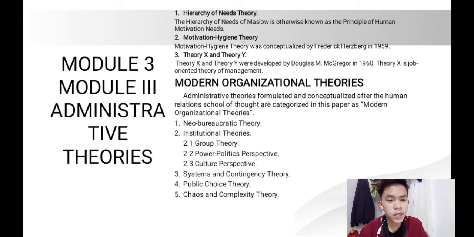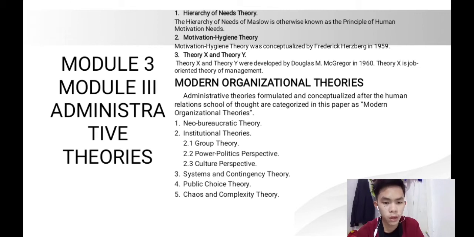The modern organizational theory or administrative theories formulated and conceptualized after the human relations schools of thoughts are categorized in this paper as modern organizational theory. The modern organizational theories are generally influenced by classical bureaucratic theory and the human relations school of thoughts. In other words, it is a mixture of various thoughts derived from earlier organization theories and current findings.